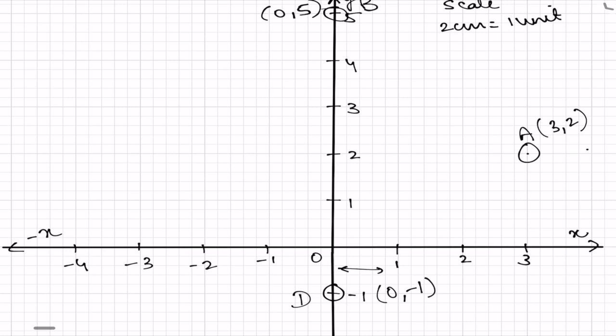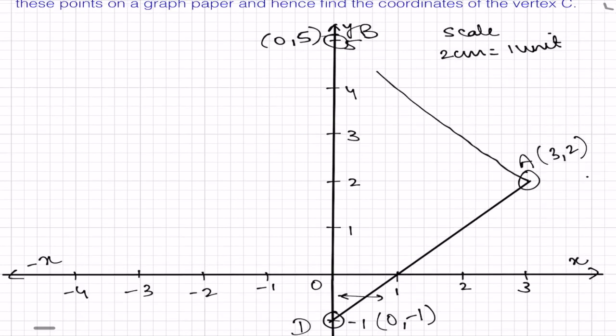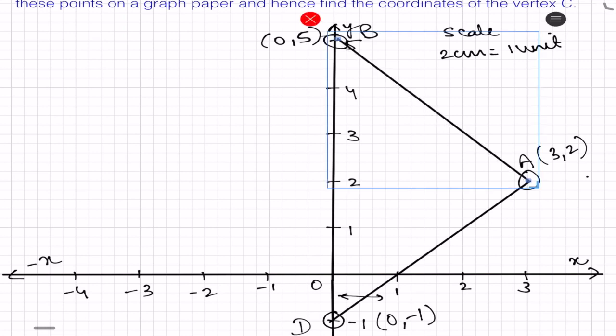Now they said find the coordinates of the vertex C. So this is a square. So what we have to do, first we have to join. So I am joining DA, then AB. Now see, where will be the point C? C will also be on the same distance from the y-axis. Like here, the distance of A from the y-axis is 1 block, 2 and 3 blocks, means 3 units. So this side C will also be 3 units apart from the y-axis. So 1, 2, 3. Here it will be C.